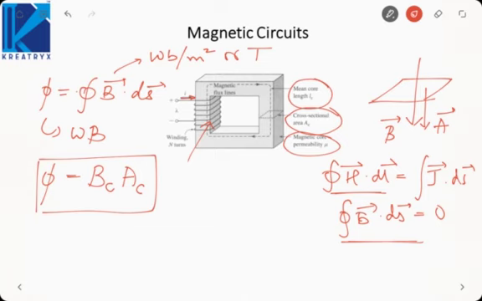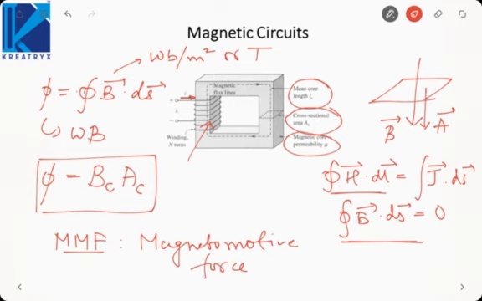This is the flux developed inside the core of the magnetic circuit. Now, we define a term called MMF, which is magnetomotive force. Like in electrical circuits, we define an electromotive force. It is the main reason behind the flow of current: whenever there is an EMF and a closed path, a current will flow in the circuit. Similarly here, whenever there is an MMF and a closed path is available for the flow of flux, the flux will flow inside the magnetic circuit.